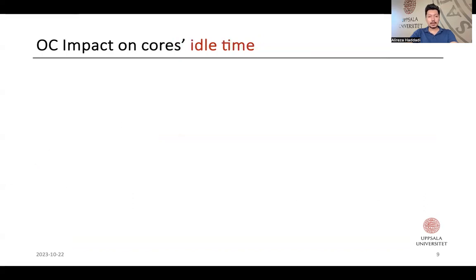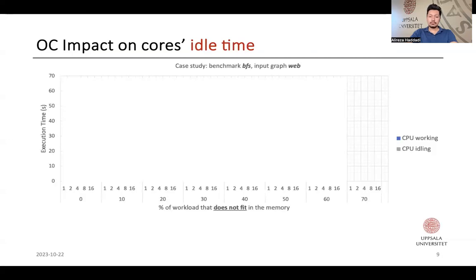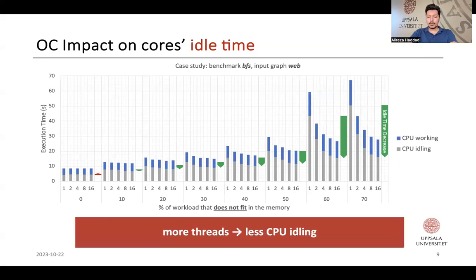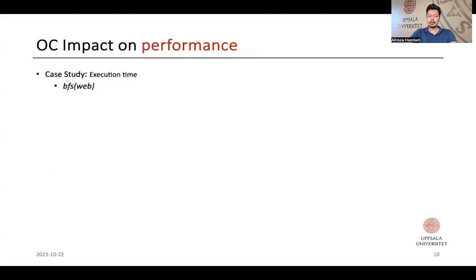Now let's have a look at the overcommitting impact on the cores' idle time. So for our case study, the idle time is about 50 seconds. If we overcommit, we can decrease the idle time to less than 20 seconds. And the CPU working time here is almost untouched. And the same happens for different percentages as well. So more threads lead to less CPU idling time.